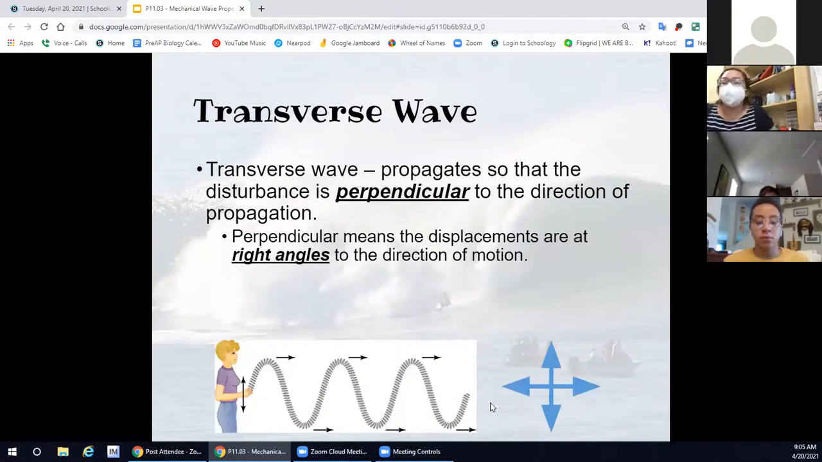So we did mention the transverse wave. Again, it's perpendicular. We say it's perpendicular because it's going up and down and side to side. So these displacements are going to be at right angles to each other in the direction of motion. And we just say it's a right angle because these waves aren't slanted. They're not crazy angles. They're just up and down, side to side. Don't worry, you're never going to have to measure the angle of a wave, so don't think about that.